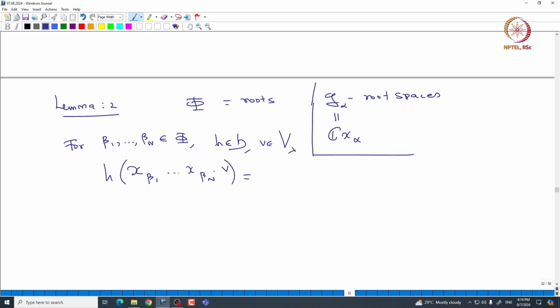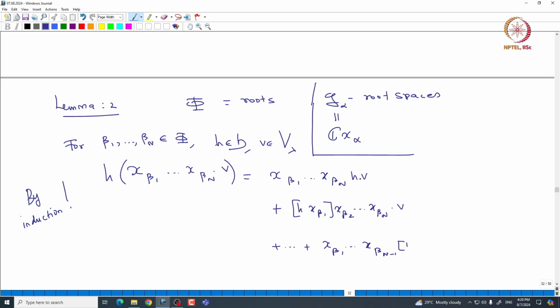So, one can prove this by induction. Maybe I will do it for n equal to 2 or something. Since h acts as a derivation, when you apply h to x beta 1 etcetera x beta n v, you can send h all the way to the rightmost corner. It will give you the bracket of h with x beta 1 times x beta 2 and so on x beta n applied on v, plus etcetera, plus x beta 1 times etcetera x beta n minus 1 times h acting on x beta n applied on v.